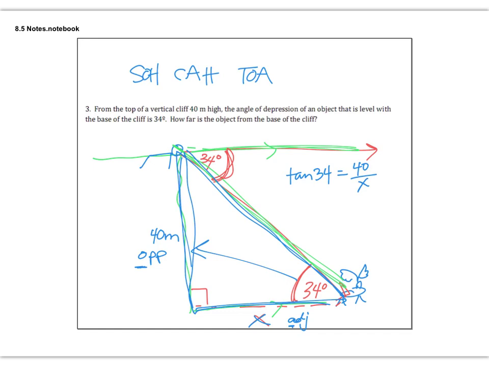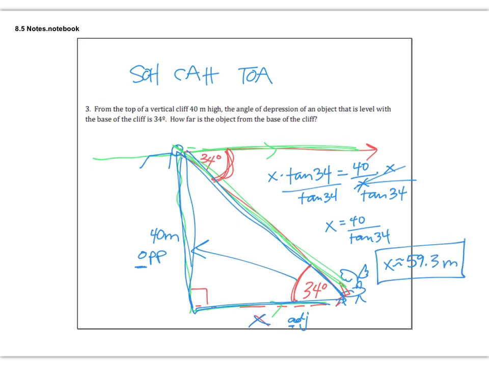Whatever's on the bottom, you're going to multiply by that. So we're going to multiply by X. And then we're going to have to divide by tangent 34. Whatever we do to one side, we do to the other. So we really have 40 divided by tangent 34. We type that into our calculator, and X turns out to be approximately 59.3, and it's meters. That's how far that object is from the base of the cliff.